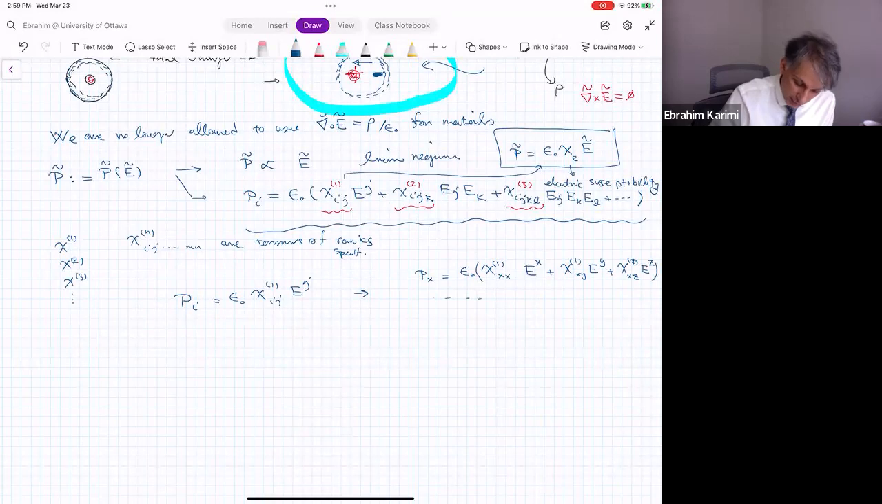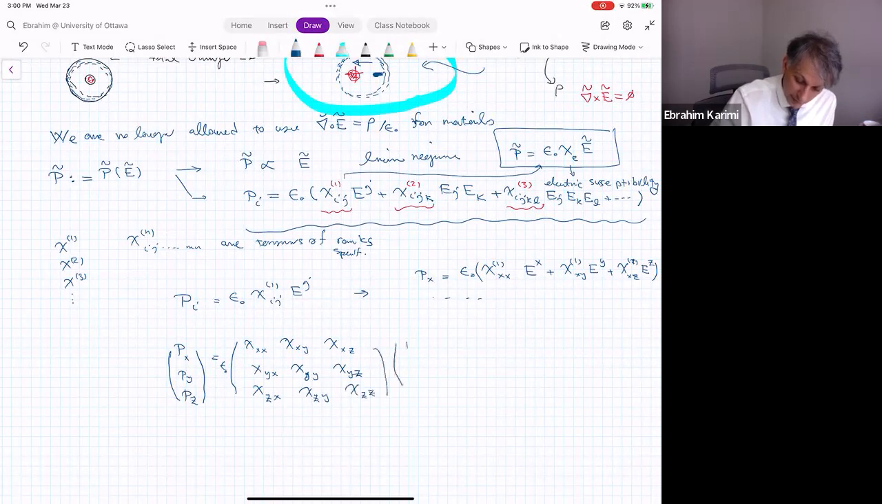Okay, so essentially Px, Py, Pz are given by epsilon 0 times the matrix chi xx, chi xy, chi xz, chi yx, chi yy, chi yz, chi zx, chi zy, chi zz, acting on Ex, Ey, Ez. Remember, all of them are chi1.